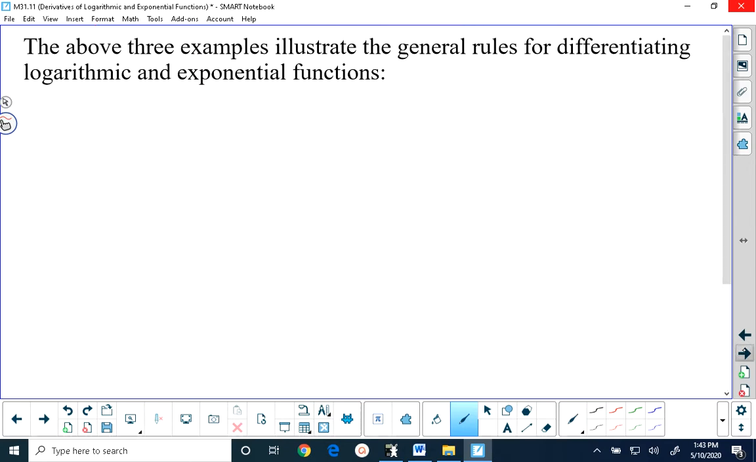So starting off with what we learned on Monday, we learned that the derivative of e to the x was e to the x. When we combined that with the chain rule, we learned that the derivative of e to the u is e to the u du dx, where u is a function of x, where the argument of that operation is a function of x.